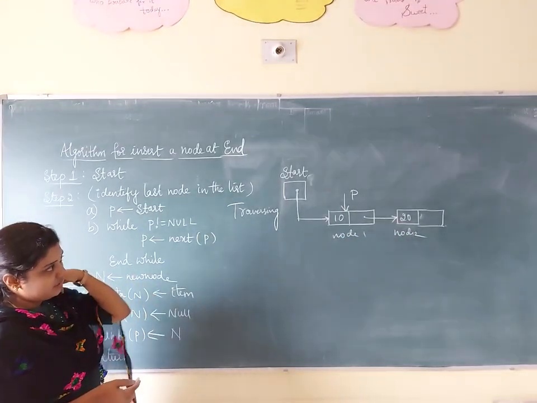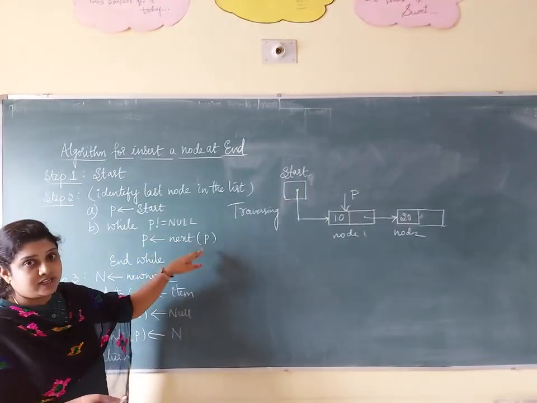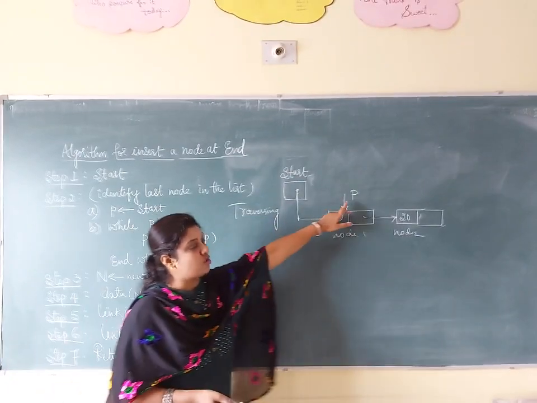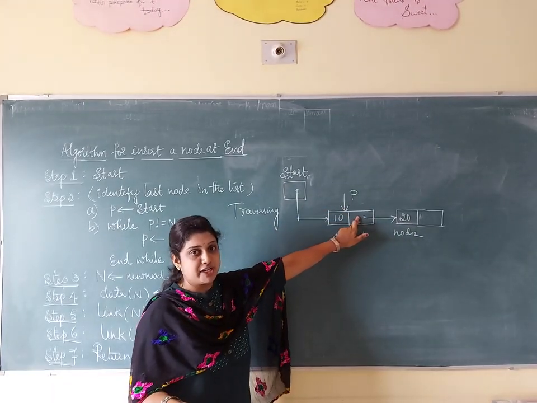Then what will happen? Now P is equal to next of P. The P value is not null, because it holds the address of the next node.